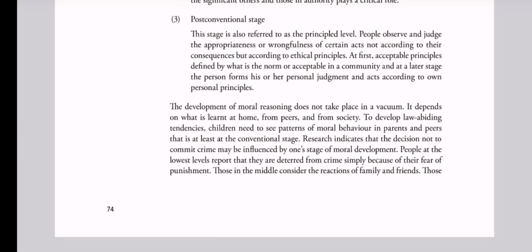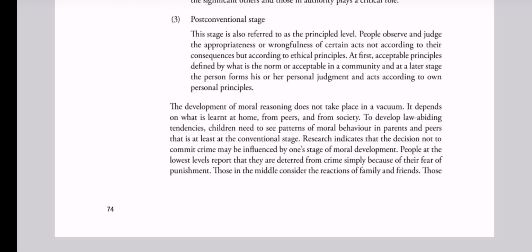Post-conventional stage. This stage is also referred to as the principled level. People observe and judge the appropriateness and wrongfulness of certain acts not according to their consequences, but according to ethical principles. At first, acceptable principles are defined by what is the norm or acceptable in the community, and at a later stage, the person forms his or her personal judgment and acts according to their own personal principles.